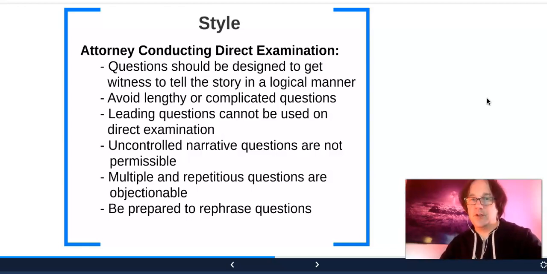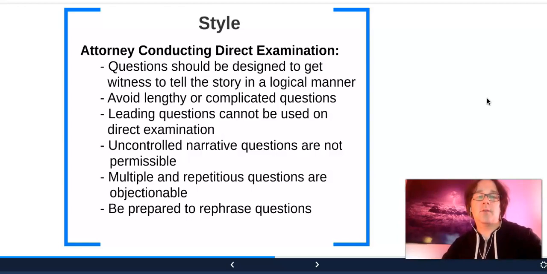You want to avoid multiple or repetitious questions because those are objectionable, meaning the other side will likely object. A common objection is objection, asked and answered, meaning you already asked this question, they already answered it, move on, right? So you should also be prepared to rephrase your questions.